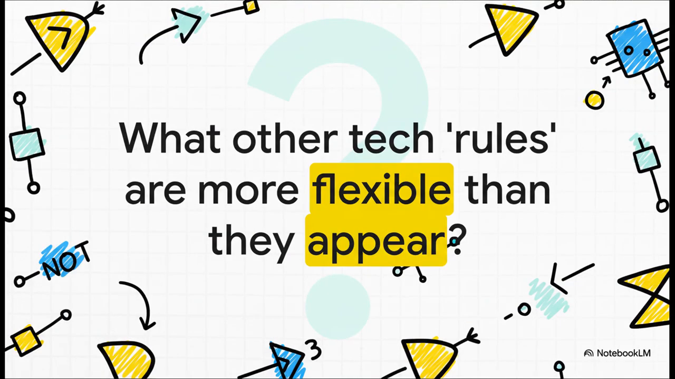So that leaves us with something to think about. We just saw how these two core pillars of logic, AND and OR, can basically be turned into each other. And it kind of makes you wonder, right? What other rules in technology, the things we just assume are fixed, are actually way more flexible than they look? What other secret swaps are out there, just waiting for us to find them? It's a pretty cool reminder that sometimes the most powerful way to handle complexity is to find the simple rule that lets you flip the whole problem on its head.